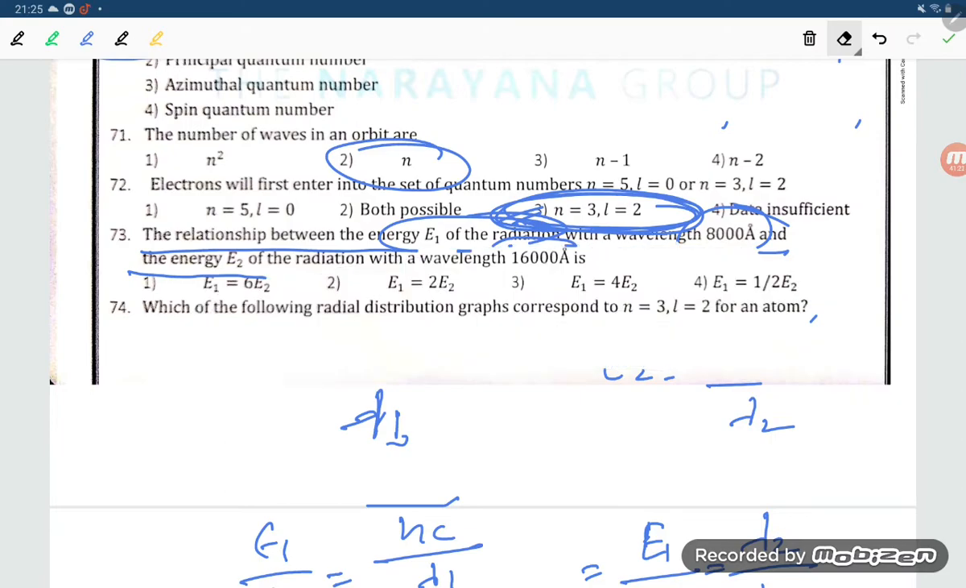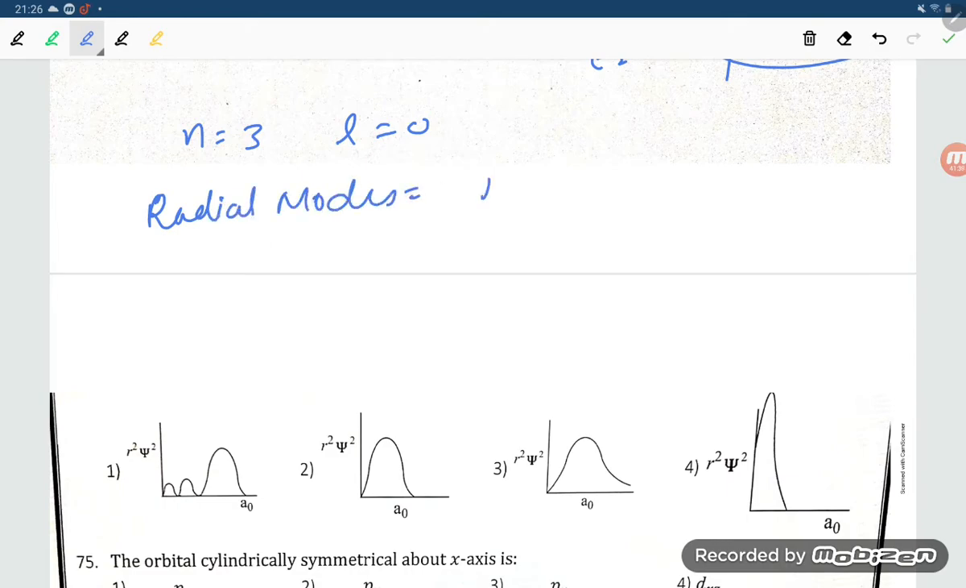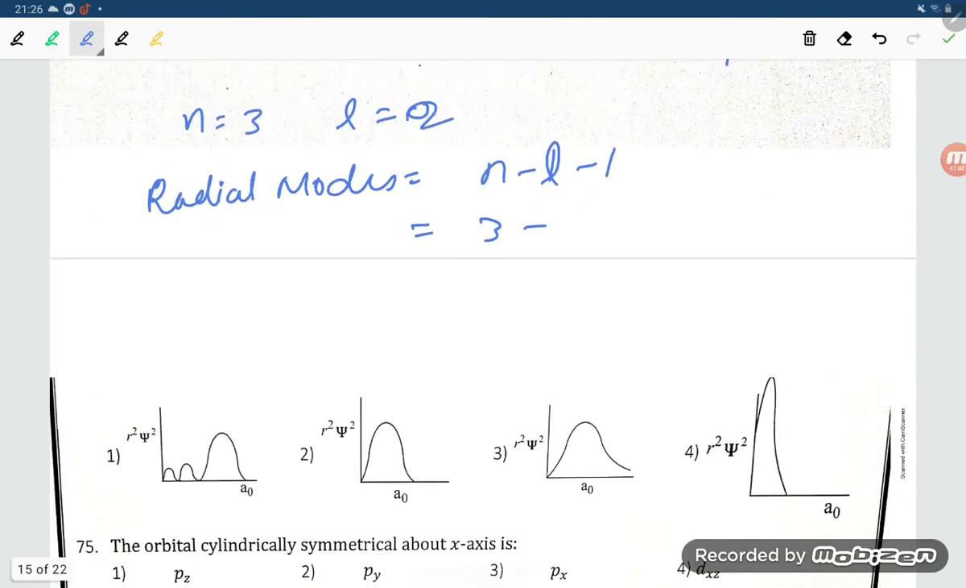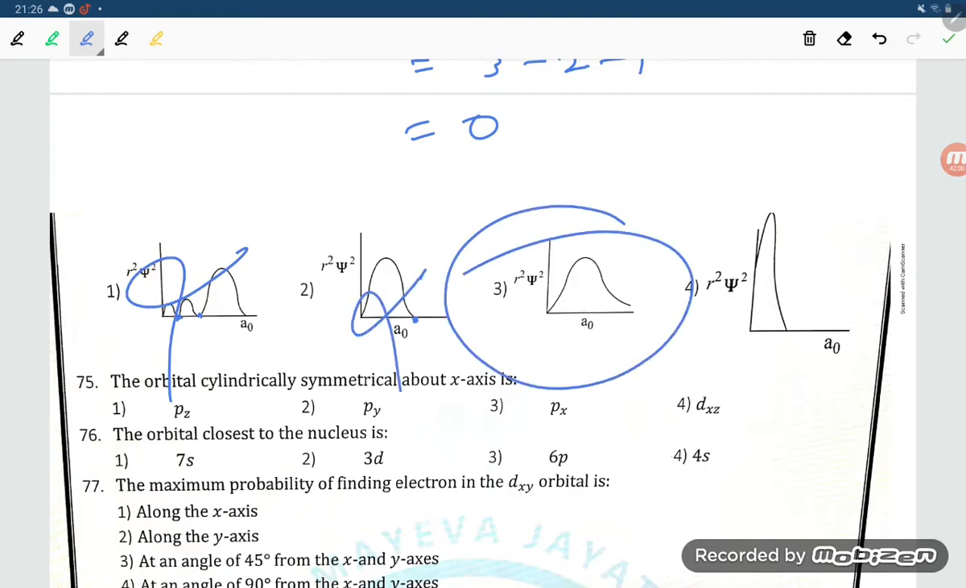Problem number 74. Which of the following radial distribution graphs corresponds to n equal to 3, l equal to 2? Radial nodes are equal to n minus l minus 1. So n value 3 minus l value 2 minus 1 equals 0. So there must not be any node in the graph. Here 1 and 2 nodes are there, not possible. Here 1 node, not possible. Here this is our answer, with no nodes. Here is also not possible, all 3 have nodes.